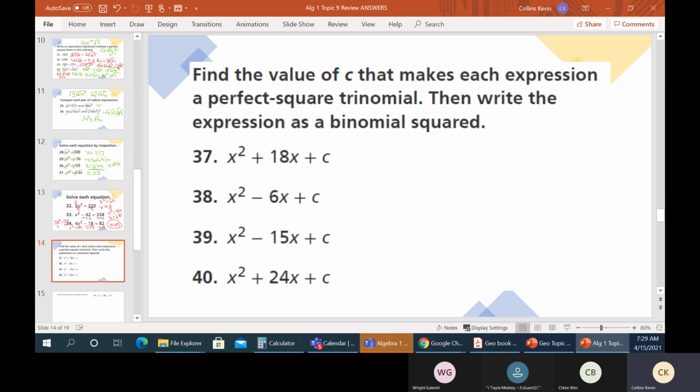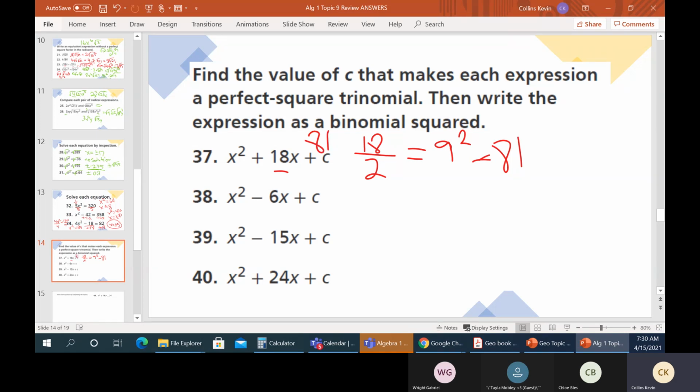We take the number in front of x, in this case 18, all right? We take the 18, we divide him by 2. That's just automatically what we do. Whatever that number is in front of the x, we divide him by 2. Right? 18 divided by 2, that's 9. Then we take that answer and we square it. So 9 times 9 is 81. So 81 is the c value. So this guy is now going to be 81.